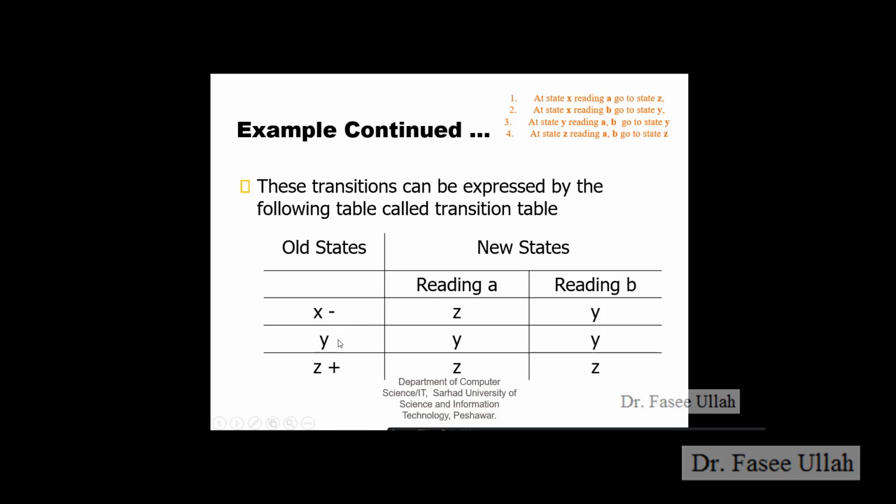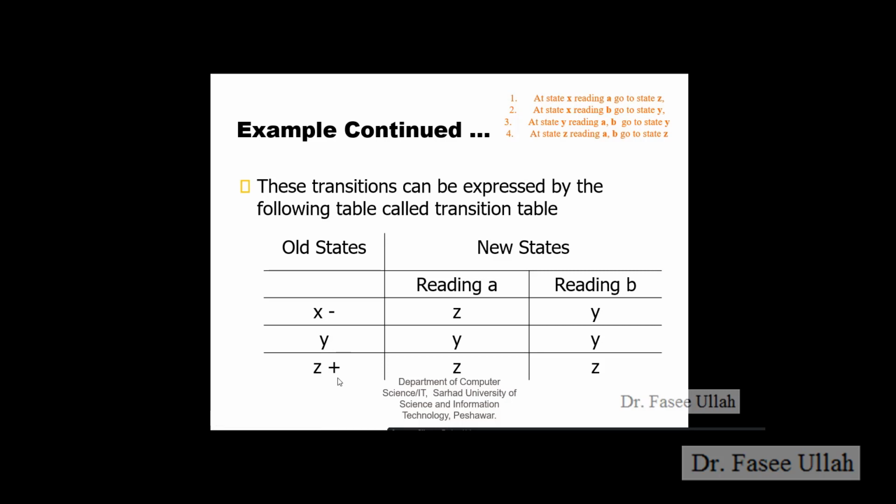If we see from here, we have the minus and the plus. This is the logical symbol. The minus symbol means the starting point or the starting state. The plus symbol means the final state. This is the initial state and this is the final state. Keep in mind, this is very common.